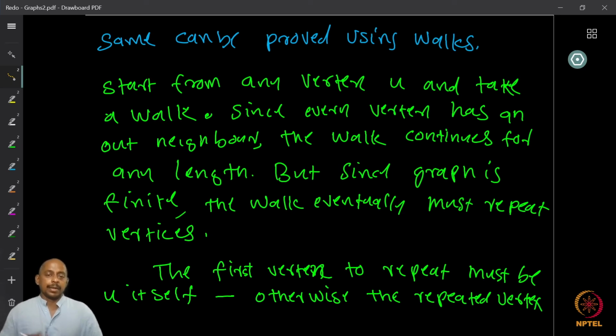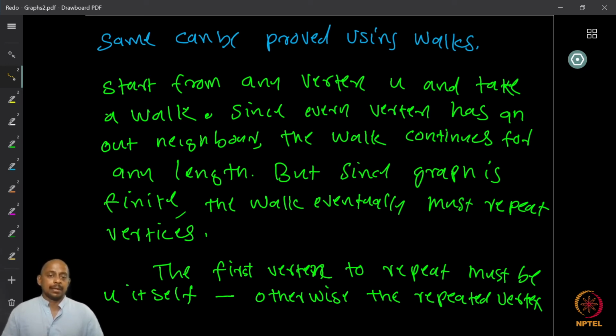So I keep on continuing this, and I can do it as much as I want because every time I reach a vertex, I can go out of it. But now, since the graph is finite, this walk cannot be infinite. I mean, a walk can be infinite, but the walk must repeat vertices because we have only finitely many vertices. So I start from a vertex, then eventually it must come back to some vertex. Now, the first vertex that repeats must be the starting vertex u itself.